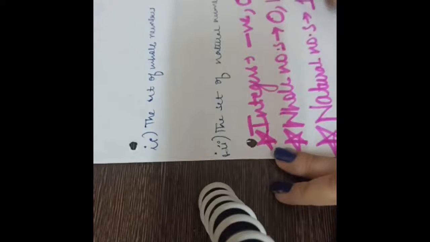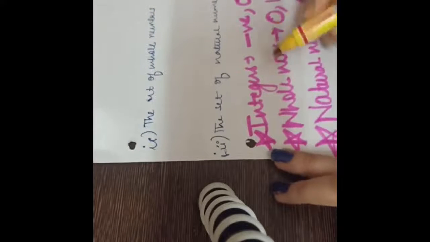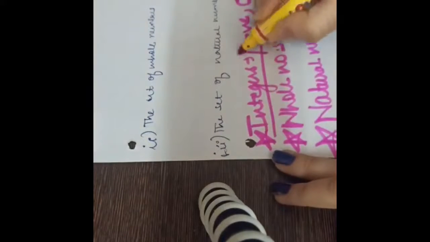Then the third part is natural numbers. You should know all these three. The natural numbers start from 1. This is the most important thing that you all should know: integers start from negative, then 0, then positive. Whole numbers start from 0, and natural numbers start from 1, 2, 3 and so on.